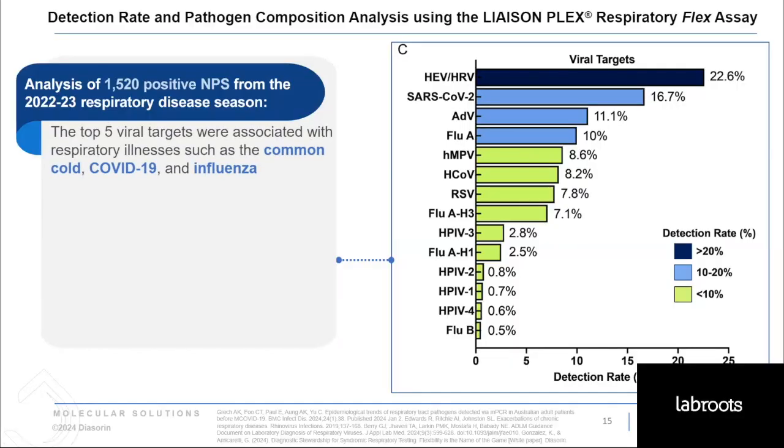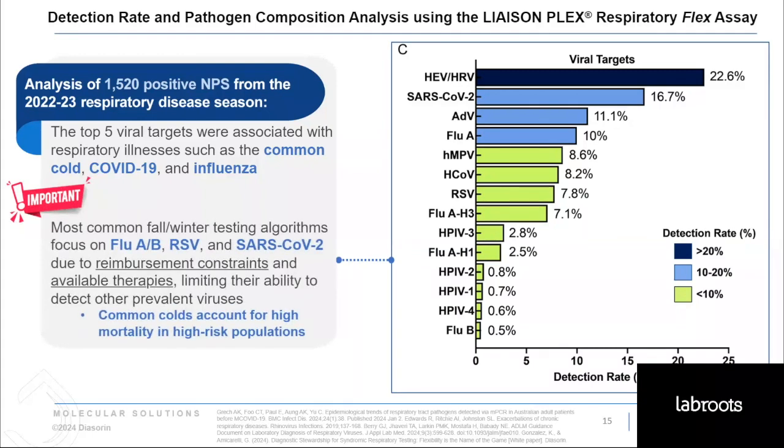So what about the breakdown of the viral targets? What we observed is that the top viral targets were associated with the common cold, COVID-19, and influenza. This is important to highlight because current fall-winter targeted testing algorithms focus on flu A/B, RSV, and SARS-CoV-2, mostly due to reimbursement constraints or available treatments. This can limit the detection of other prevalent viruses like enterovirus, rhinovirus, and adenovirus.